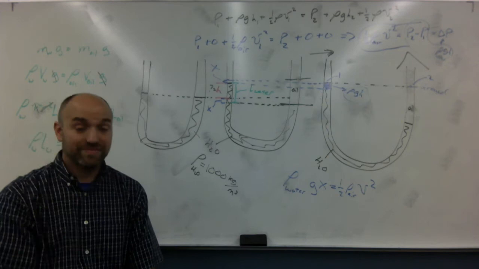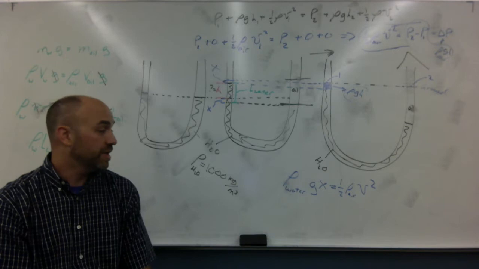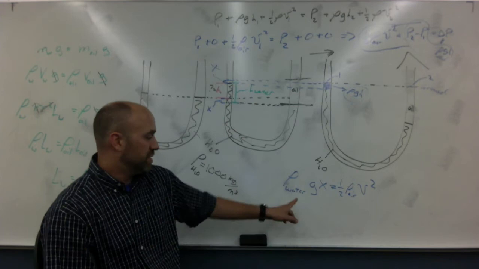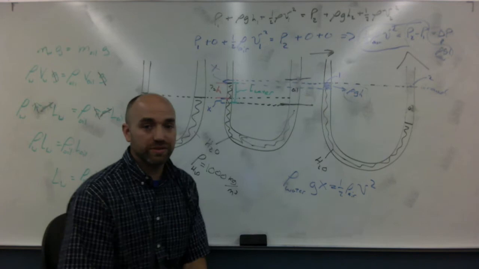So is P2 and P1 equal to P times G times H? Is that what we're saying? Yeah, that's what this is, P times G times H. But it's not P, it's density. It's rho. Okay. Density times gravity times the height is X. That's how high this water has to be raised.